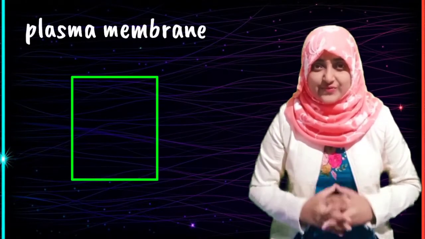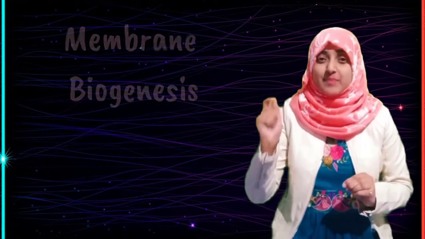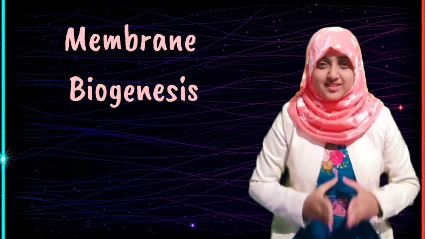So the lipids and proteins that are synthesized here will be transported to other parts of the cell depending upon its need. For example, some of the proteins and lipids that are synthesized by the endoplasmic reticulum help in building up the plasma membrane of the cell. And such a process is named the membrane biogenesis.